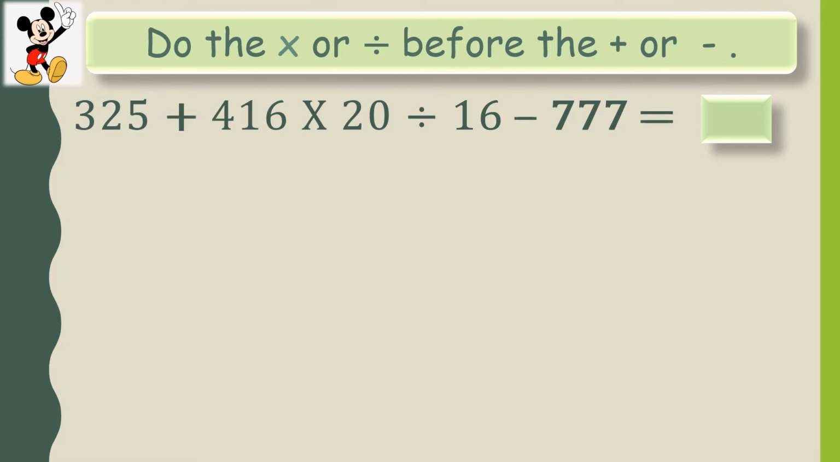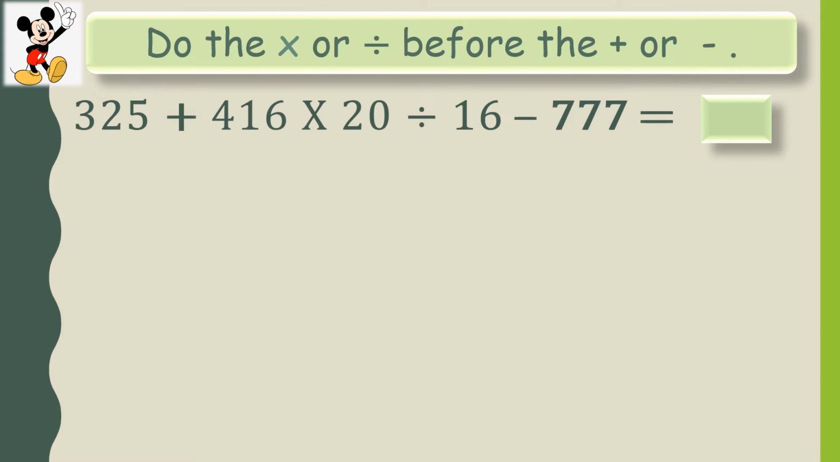Our first equation is 325 plus 416 times 20 divided by 16 minus 777.